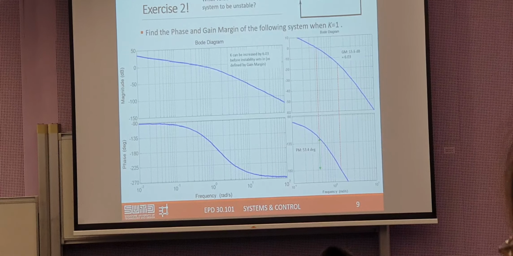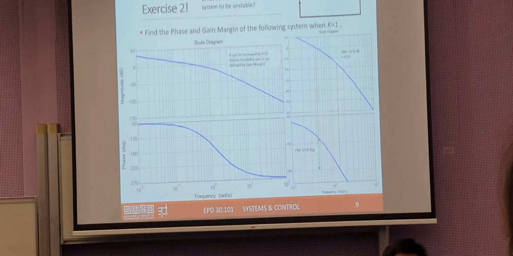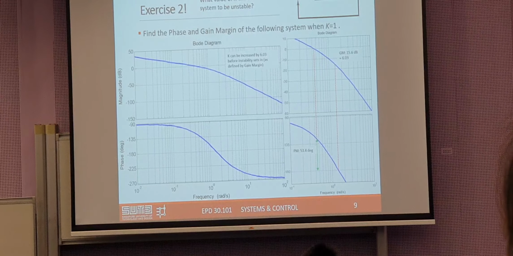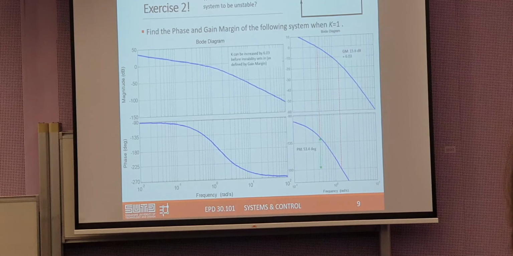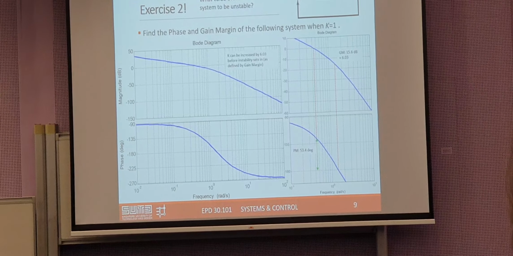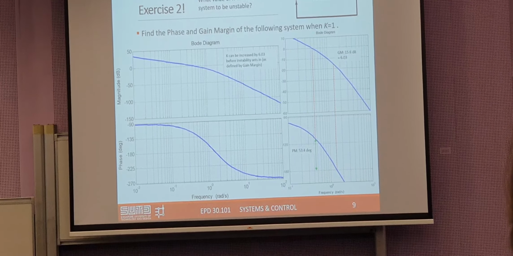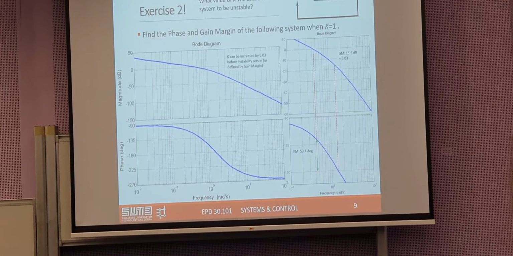If the gain margin is negative and the phase margin is positive, it's still unstable. We need both of them to be positive to be stable. Zero means you are marginally stable. It means you are on the verge of instability. Nobody operates there. It won't be measurable.